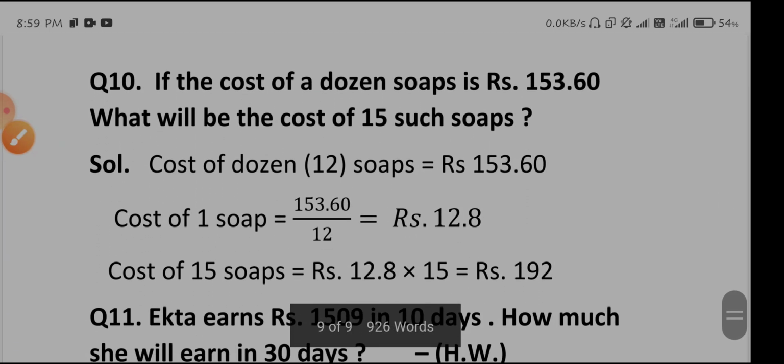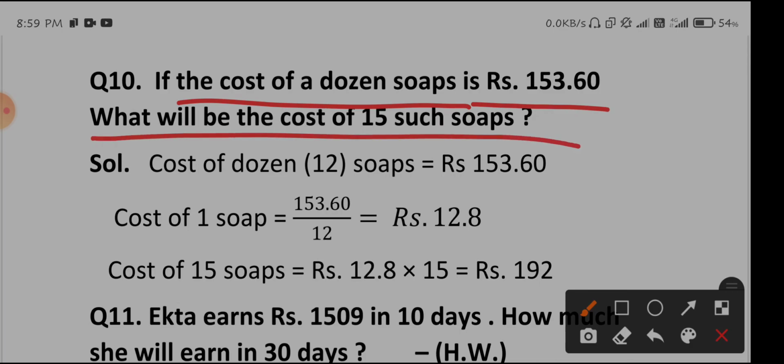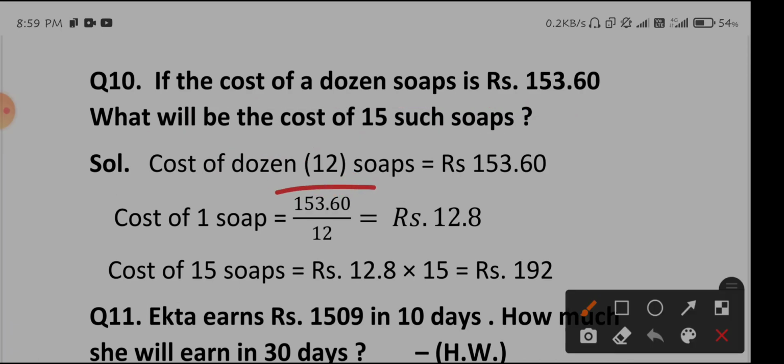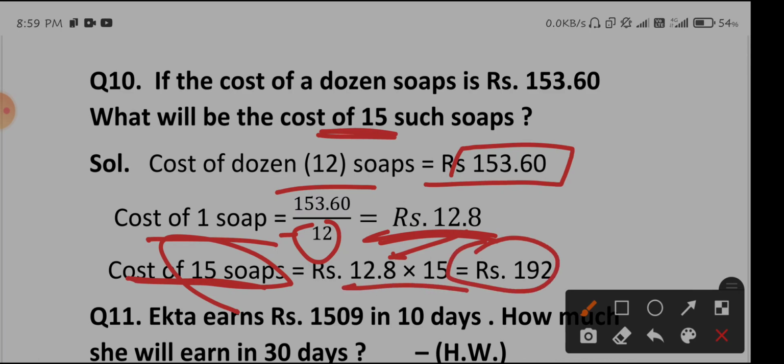Then see question number 10. If the cost of a dozen soaps is rupees 153.60, what will be the cost of 15 such soaps? What do you mean by dozen? Dozen means 12. So the cost of 12 soaps is given, how much? Rupees 153.60. So first of all we'll find for how many? Only one. It means we will divide here. So divide 153.60 by 12, it will be rupees 12.8. After finding, we will find for how many? For 15. So we'll multiply 12.8 into 15, which is equal to rupees 192.